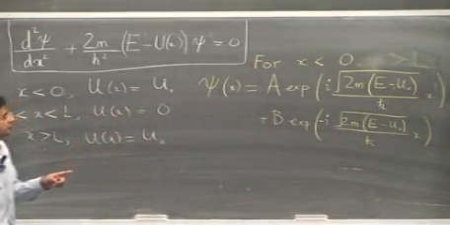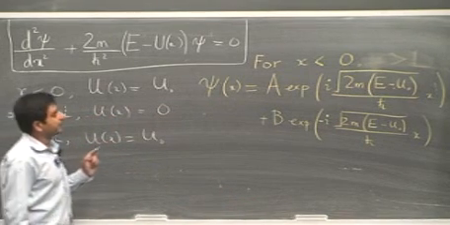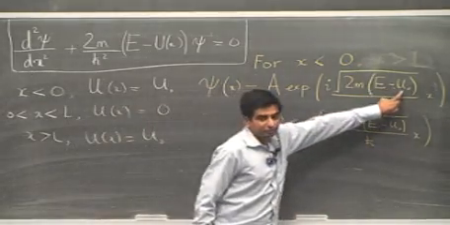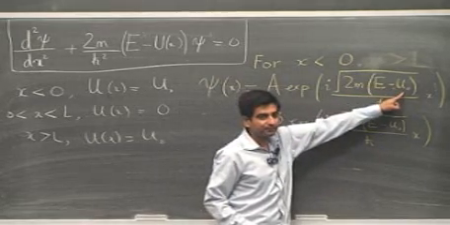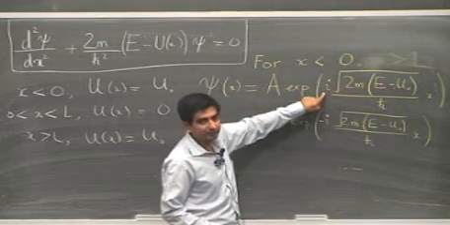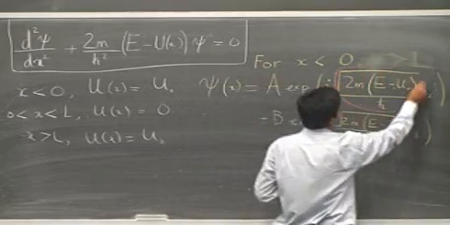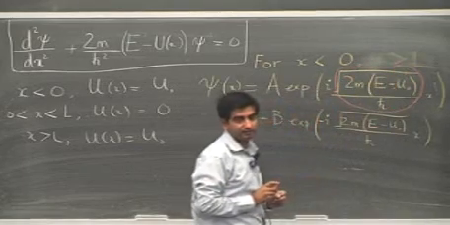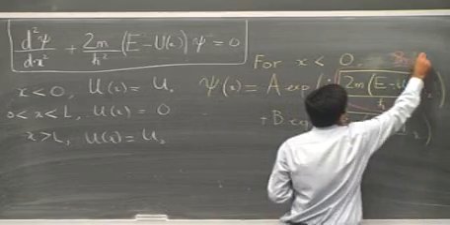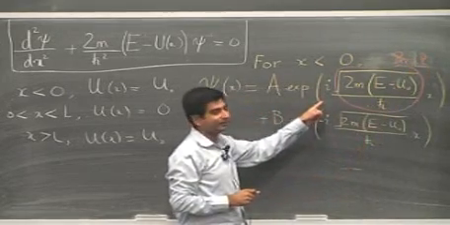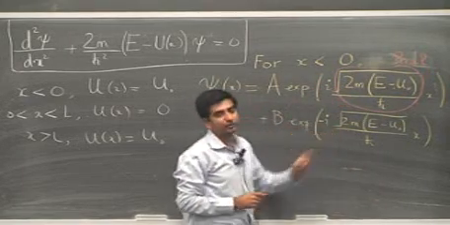So if you look at the solution in region number 1, remember that E is greater than U naught. It's a very important point, do remember this. E is greater than U naught. There is an iota here. Since E is greater than U naught, this number is real. This is a real number. But since there is an iota with it, it's exponent iota of a real number plus exponent minus iota of a real number.